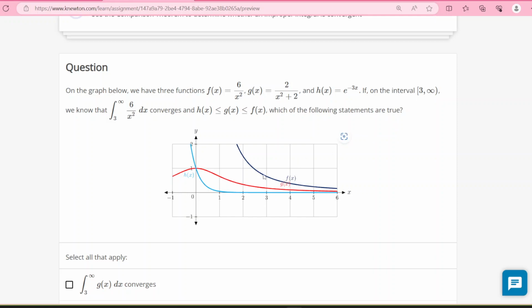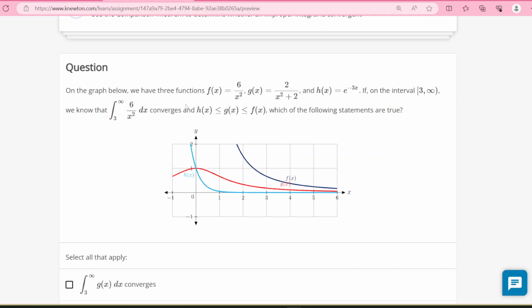So from x equals 3 onward, f is above g and g is above h. It looks like that forever. And they're telling us that here, f is above g, g is above h, g is between h and f, whatever. Now, they're telling us, and you could easily find this, that the integral from 3 to infinity of f, the larger function, converges. So then which of the following statements are true?